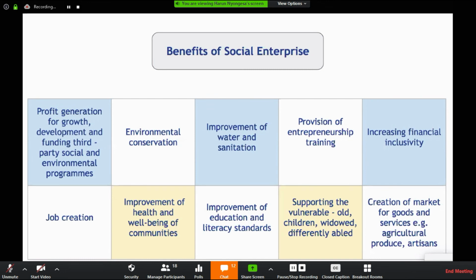Then creation of market for goods and services. We have some of these enterprises engaged in agricultural activities. So they sell their produce. They are able to give the farmers markets. We have some of them that focus on art and craft activities. So women make beads. I think there's one called Kazuri Beads in Nairobi that does an activity such as the one I've mentioned. Then we have also some other enterprises that build markets for artisans. So you can see those are about 10 benefits of social enterprises.